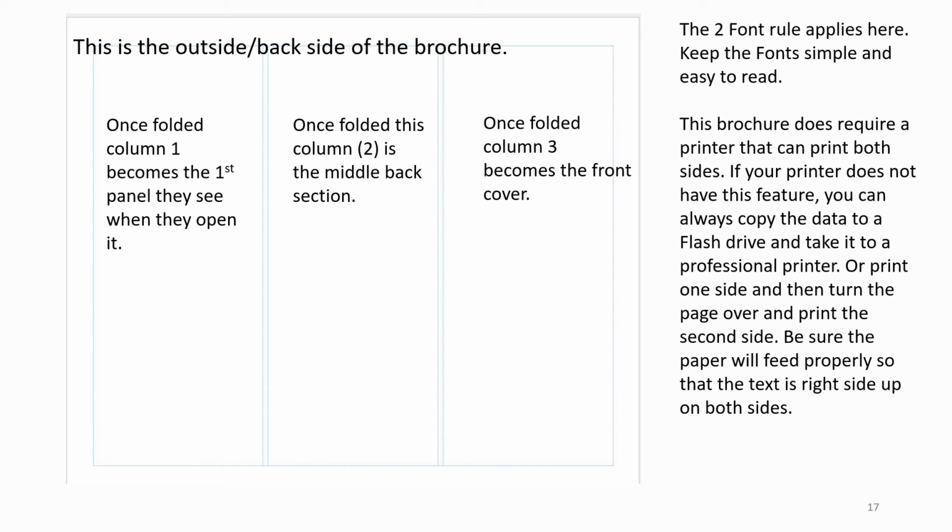This brochure does require a printer that can print both sides. If your printer does not have this feature, you can always copy the data to a flash drive and take it to a professional printer, or print one side and then turn the page over and print the second side. Be sure the paper will feed properly so that the text is right side up on both sides.